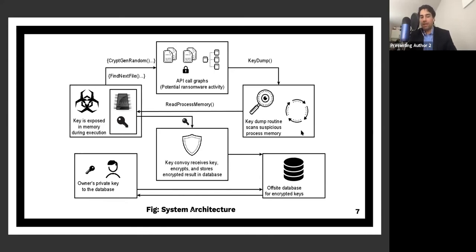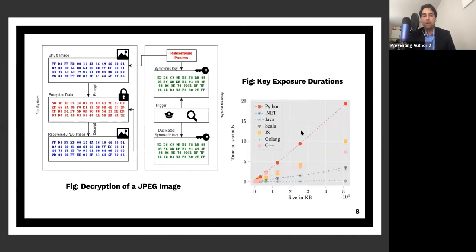The idea is that when a ransomware attack is noticed, the user or the owner can use their private key to reach out to the offsite database for the keys that the ransomware was using to encrypt the files. That way we can decrypt the files, remove the leverage that the ransomware operators have, and restore files. So how do we achieve that? We went through it in a series of steps.